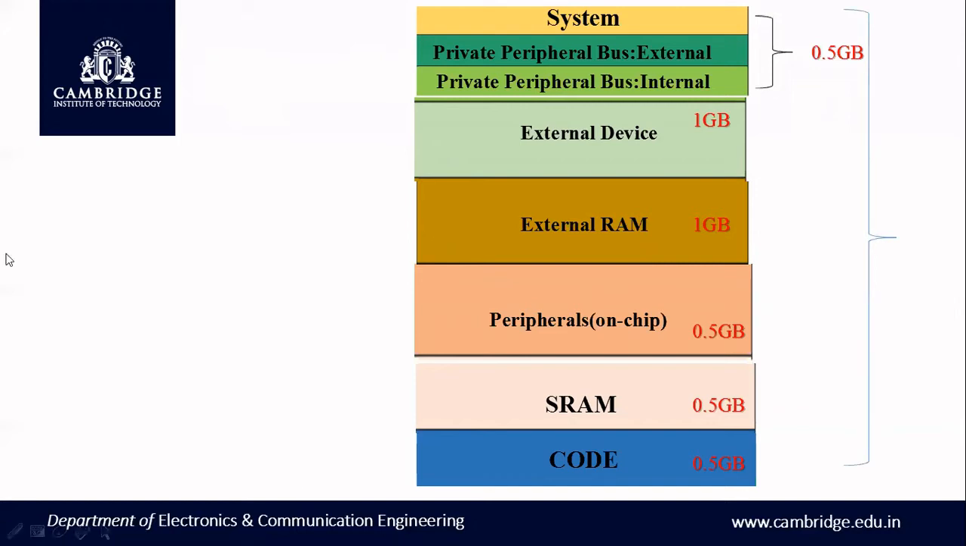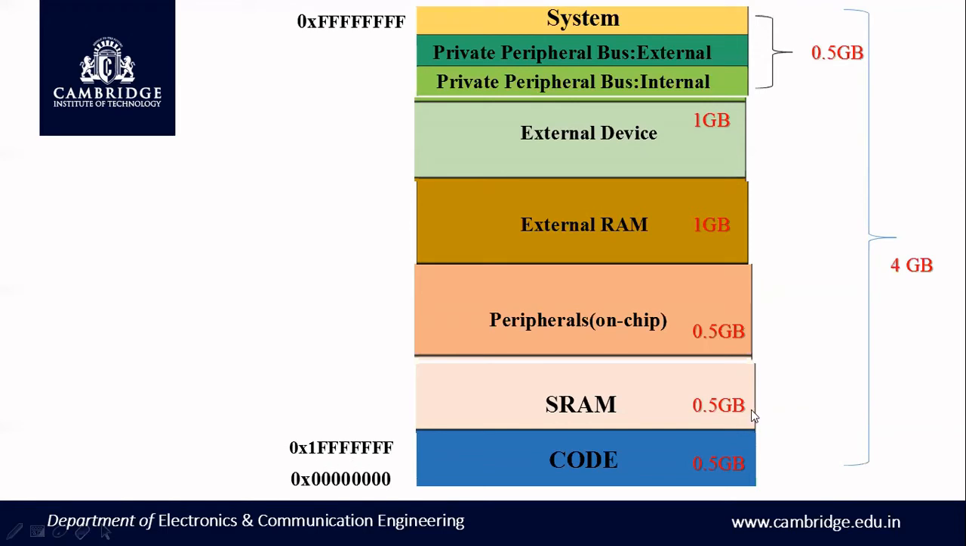Since this comprises 4 GB, the entire memory map would go from 00000000, all 8 digits 0, to all 8 being F. Each nibble here is represented, so all 8 being Fs. So this is for the entire 4 GB memory map of the Cortex M3 processor. My code region starts first. If the code region is of 0.5 GB and I'm starting here, my last address would be 1 followed by 7 Fs.